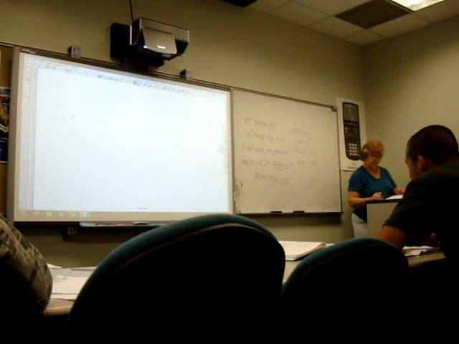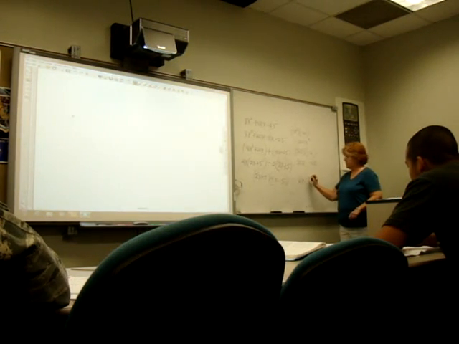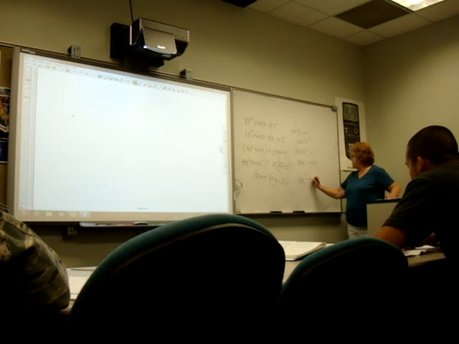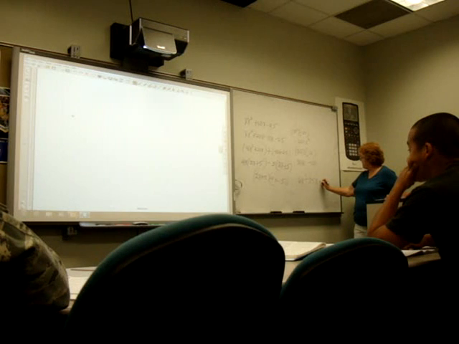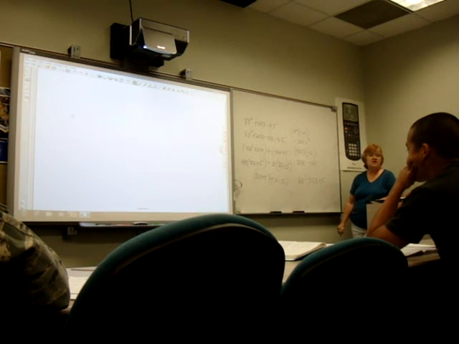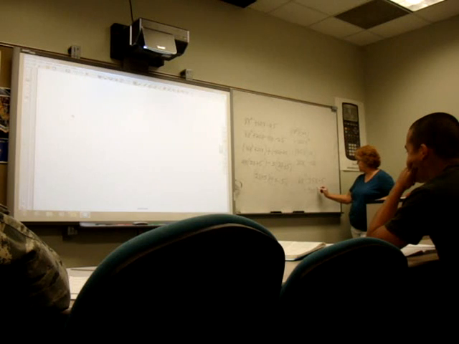I could not figure that out for this. You've got 6x squared minus 35x minus 5. Common factor? No. Leading coefficient 1? No. So what do you do? Multiply the first and the last one, you get negative 30x squared.